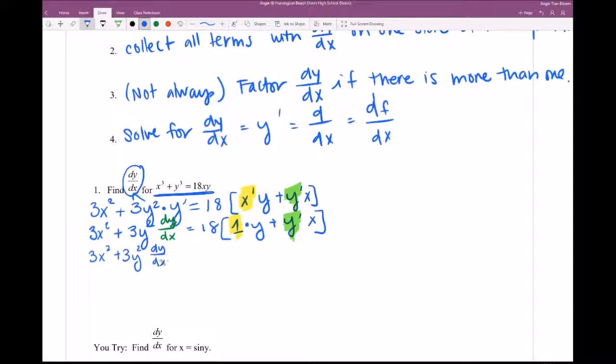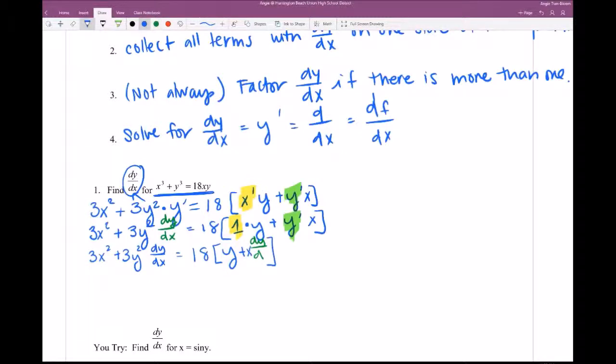I'm writing everything down so you can see it, especially since you're coming from video notes and I'm not in front of you. 1 times y is y. Y prime, I will change to dy/dx. And then I'm going to write x in the front, like that.